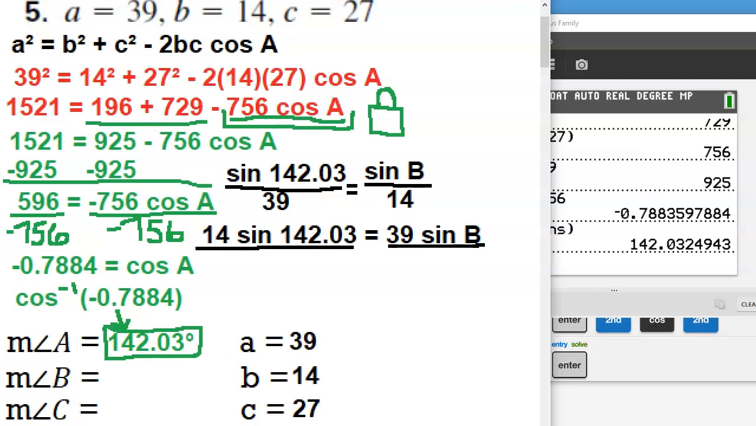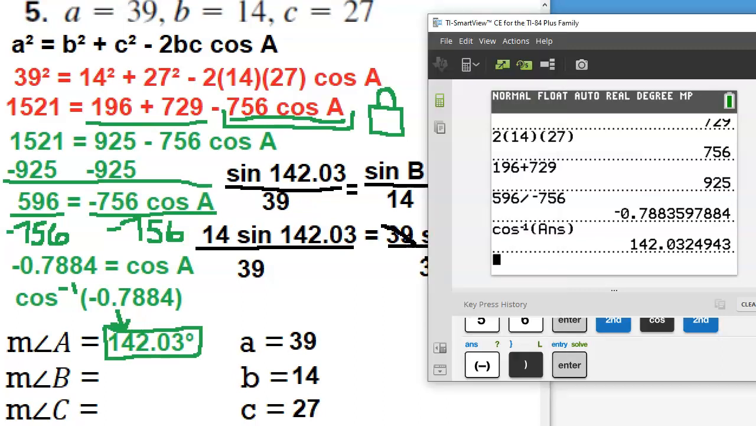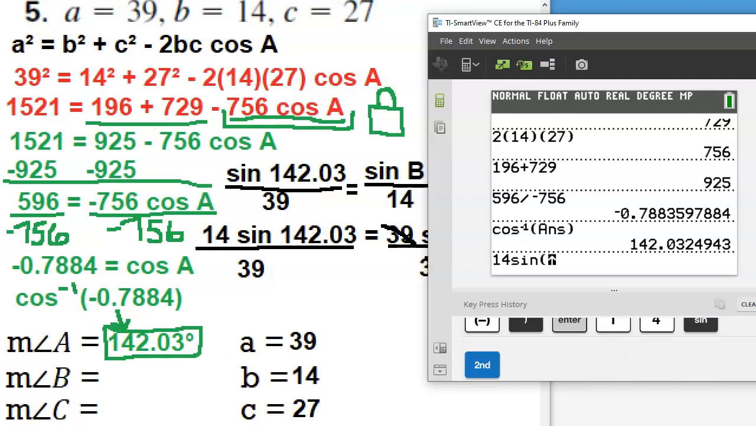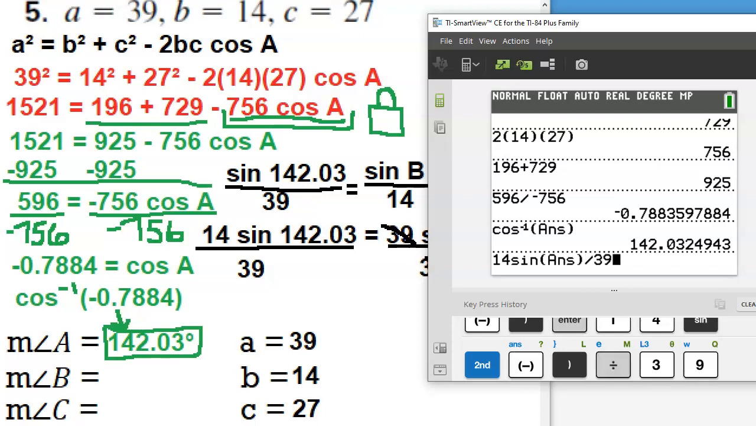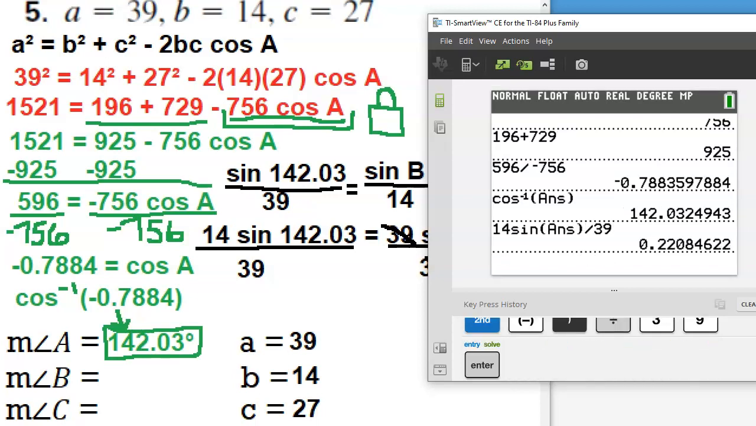I warned you, I told you this problem was going to be a little bit ugly. That's all right. We'll make it. We're almost done, actually. Once you get here, divide both sides by 39. 14 times the sine of, I don't want to round, so I'm going to type in ANS for answer, divided by 39. Okay. There you go, perfect.